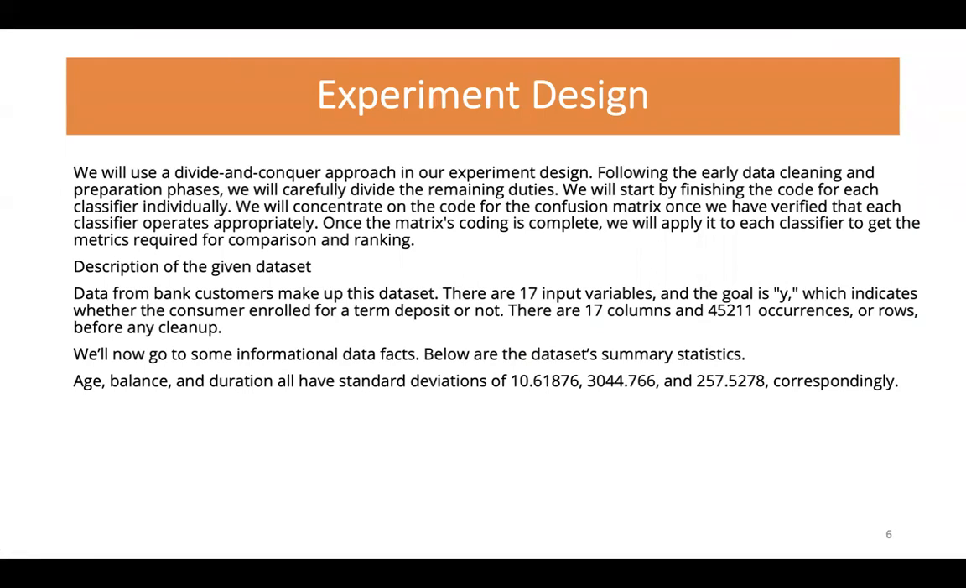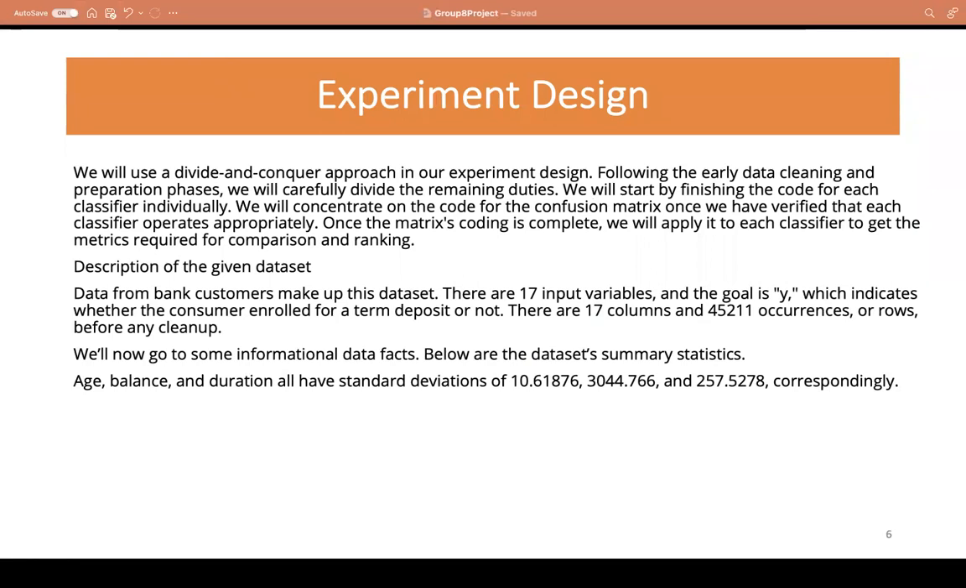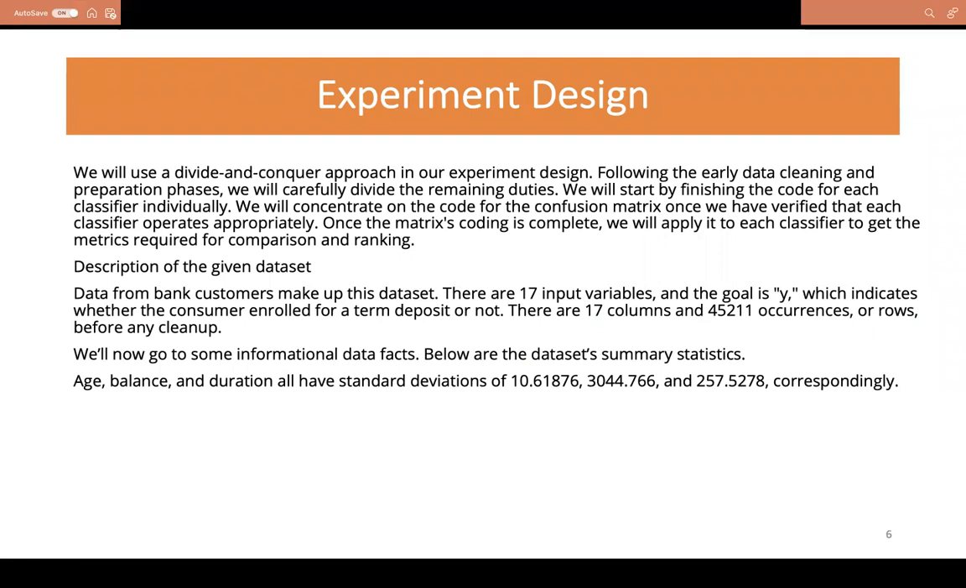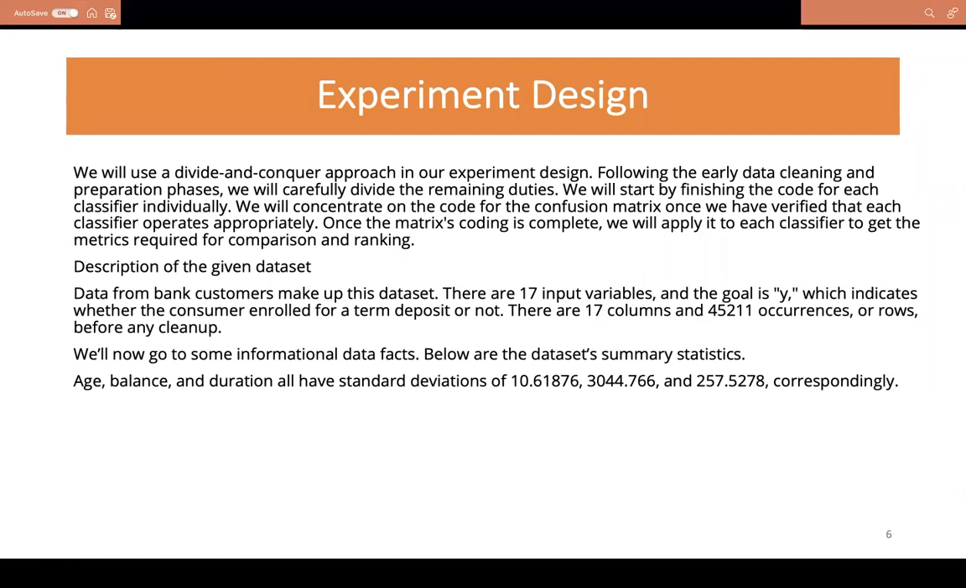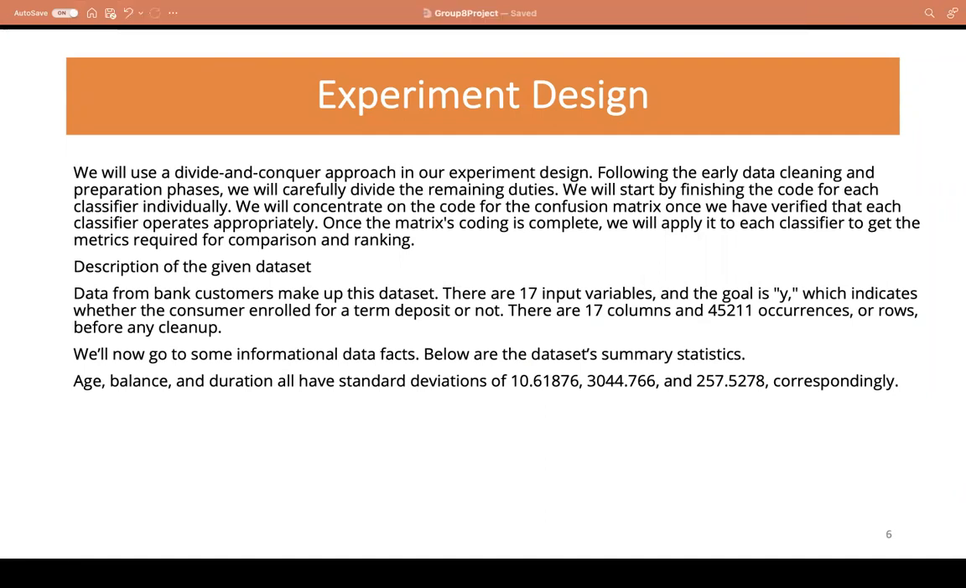Description of the given data set. Data from the bank customers make up this data set. There are 17 input variables, and the goal is Y, which indicates whether the consumer enrolled for a term deposit or not. There are 17 columns and 45,211 occurrences or rows before any cleanup.